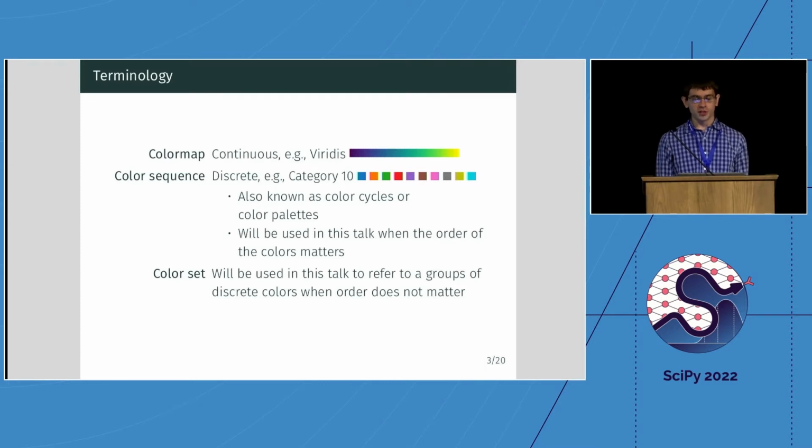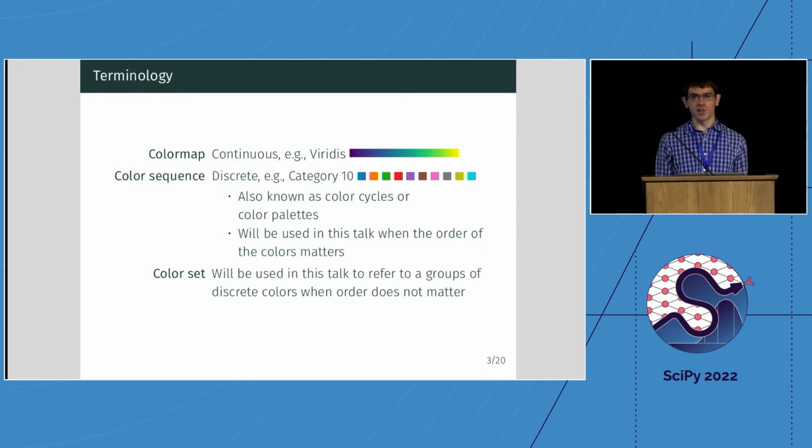So a few pertinent terms for use of color in data visualization are color map, color sequence, and color set. A color map is a continuous sequence of colors that is used, for example, for gridded data visualization. An example of this is the viridis default that has been in Matplotlib since version 2. Color sequence, however, is discrete. An example of this is the current category 10 default in Matplotlib.